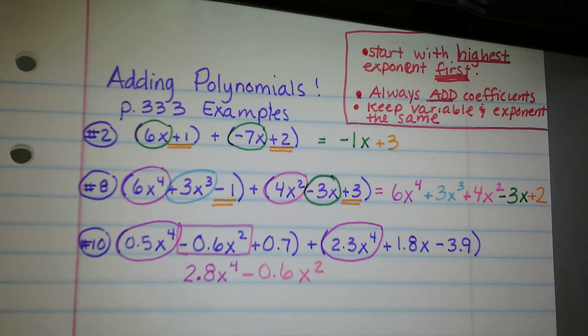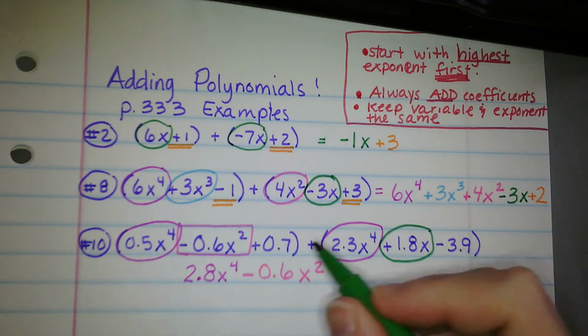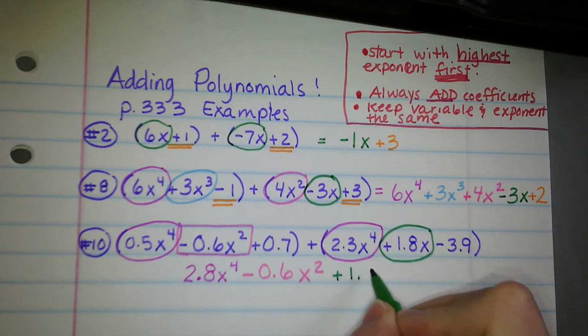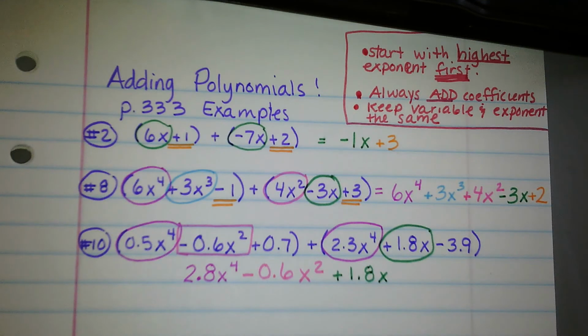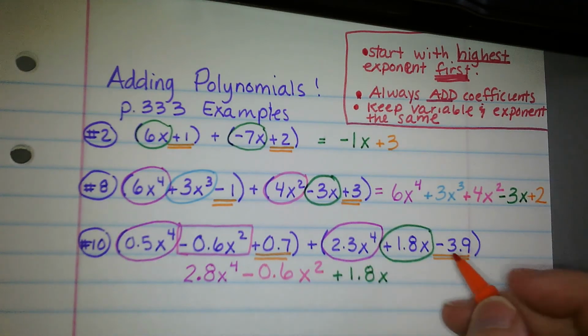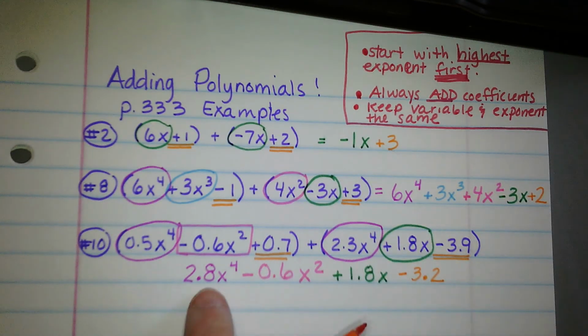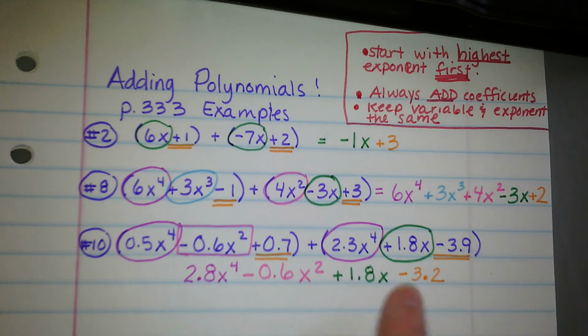After an x squared is the x terms. I'm looking for plain old x's. This doesn't have one. Here it is. Here's one. And that's not being added to anything, so I'm just going to bring that down. And then, of course, we've got our constant, which is our last little bit there. And that's 0.7 plus a negative 3.9. So when I add those together, I'm going to get negative 3.2. So this is the answer to the polynomial in standard form, with the highest exponent down to the lowest exponent.